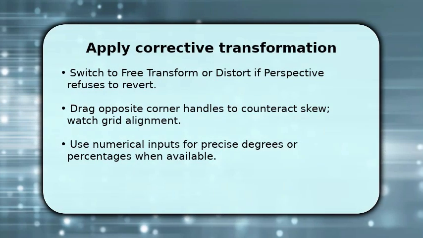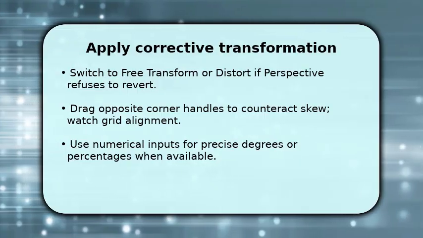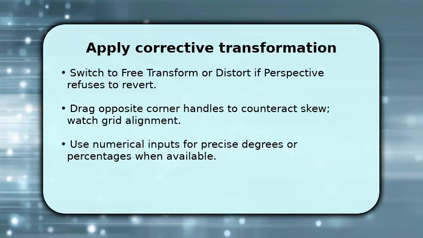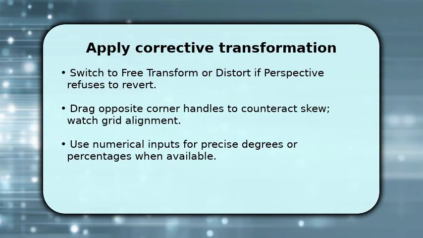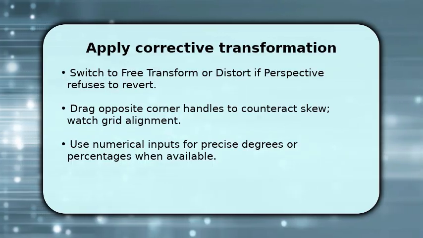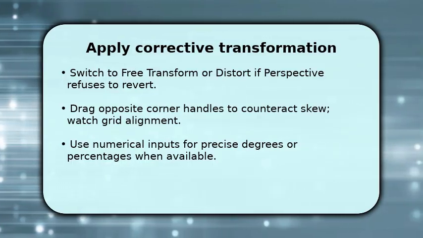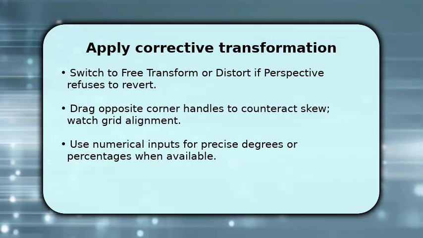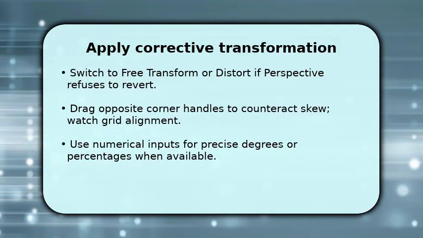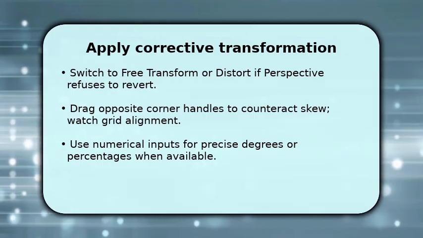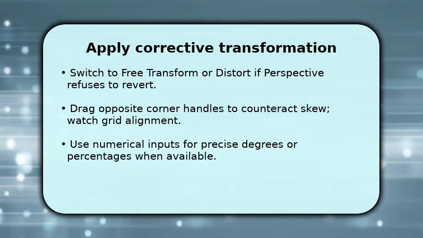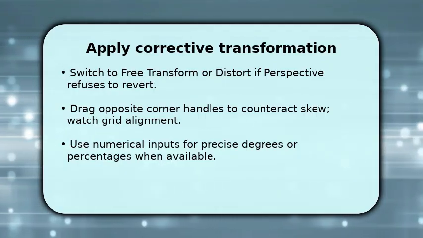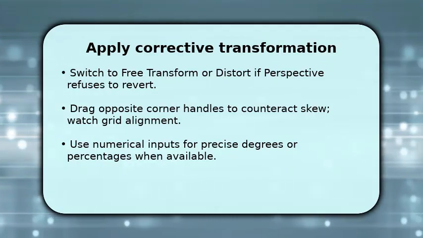You now counter the applied perspective by using Free Transform or Distort. These often accept manual corrections when perspective is locked. Make small, controlled moves. Drag the handles opposite the skew to straighten verticals and horizontals, and keep an eye on the grid so lines converge correctly. If your editor permits, type numeric values for rotation or shear to match original ratios. This gives repeatable accuracy. Once the lines align with the guide, commit the transform and proceed to cleanup.